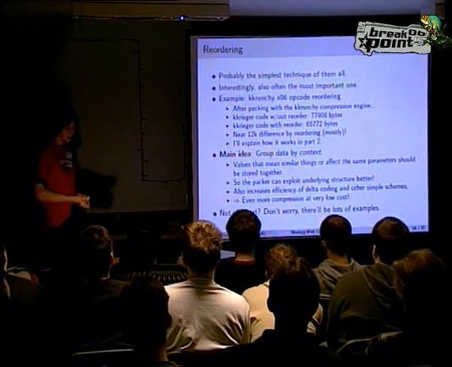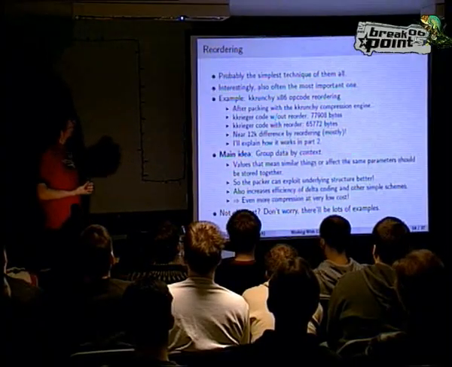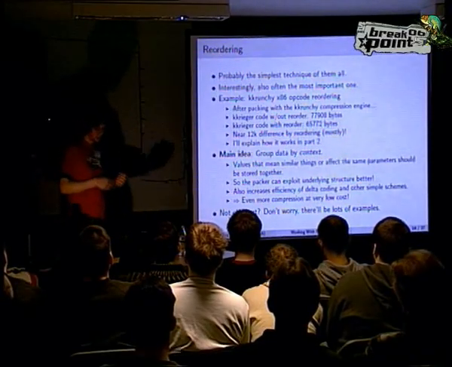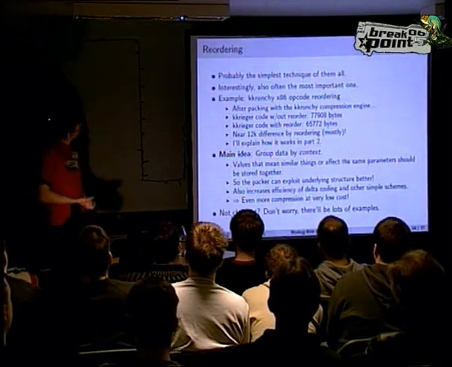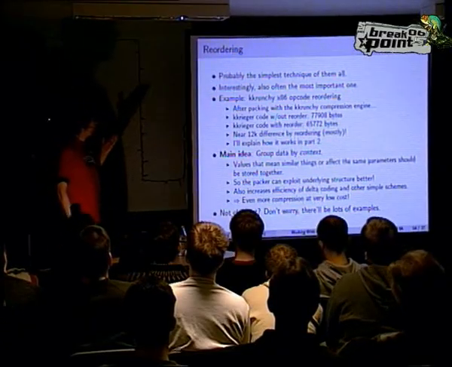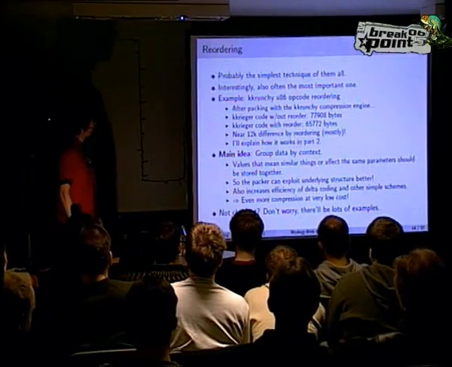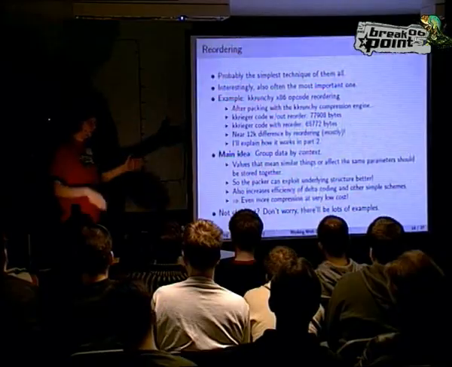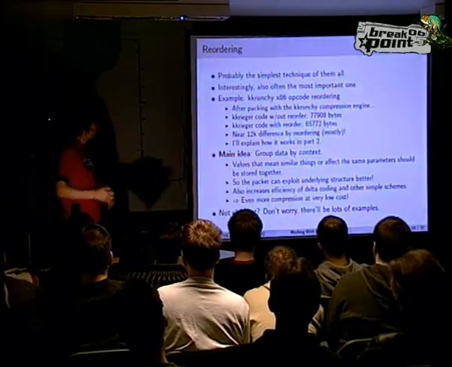For example, in Crunchy, my exe packer, I reorder the way instruction opcodes are stored. And when you pack this with the Crunchy compression engine, for example for Krieger, without reordering you get about 78 kilobytes. And after this reordering step, you're down to 65. So that's about a 12K difference. And this is just by reordering the sequence of the bytes. I didn't change any of the values themselves, just the order in which they are stored. So this can really make a huge difference to your compression ratio.